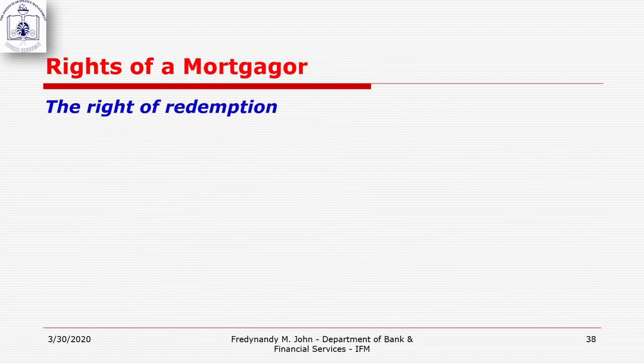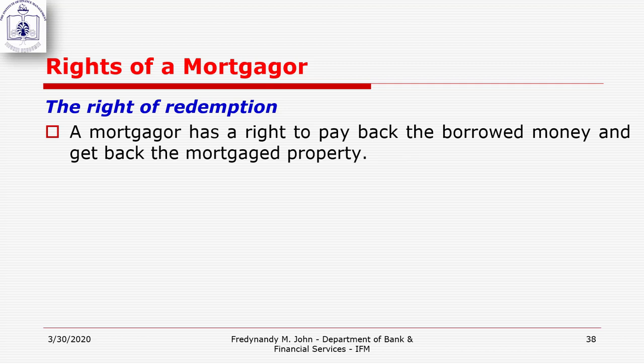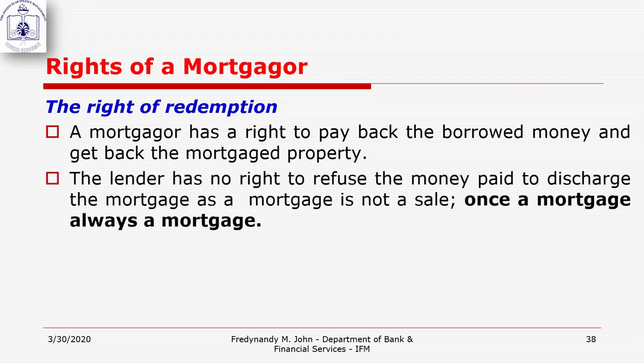Then the right of redemption. Now the right of redemption, this is the right of the mortgagor. That is, the mortgagor has a right to pay back the borrowed money and get back the mortgaged property anytime. So that is to say, if the mortgage was for 20 years and for some reason within 10 years, let's say year 9 or year 10, the borrower has received some funds, he can go back to the banker, pay back the mortgage, and request his property to be reverted back to him.